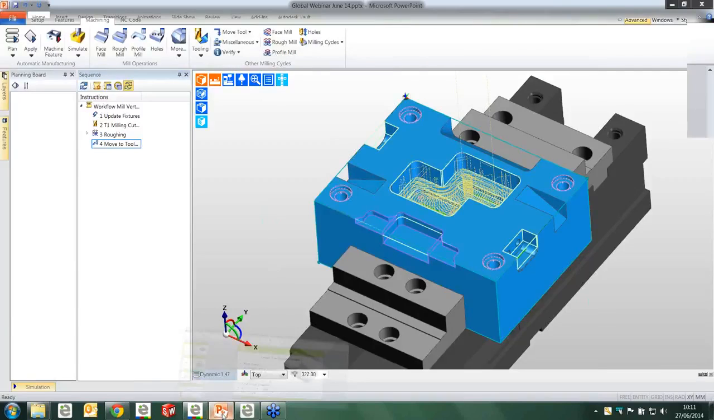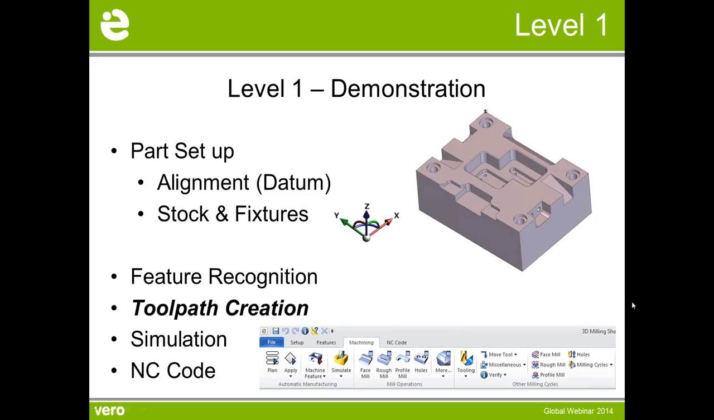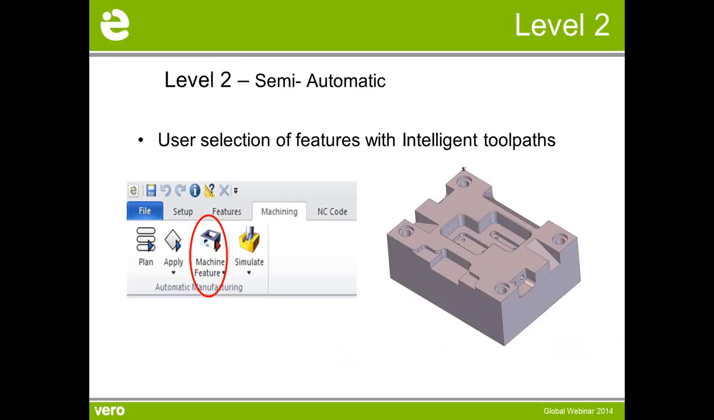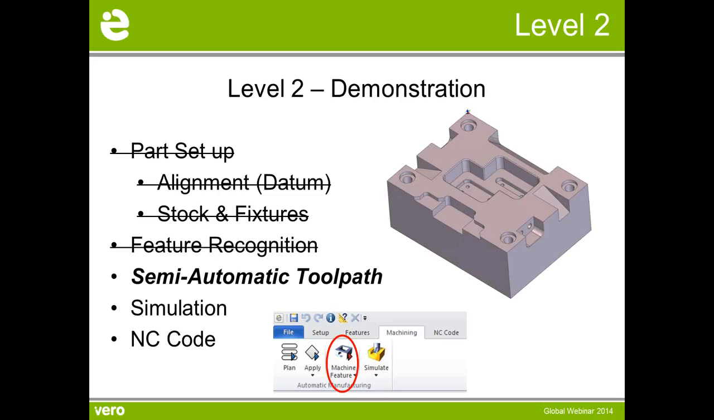Okay, so we're going to go back across to the presentation, and as I say, that was the level 1, using full control of all the commands and features within Edgecam. And what I'd now like to do is have a look at how we can speed up that process. So this is what we call the level 2 semi-automatic. This is where we have user interaction, picking the geometry that we wish to machine, and applying Edgecam's standard intelligent toolpaths that we supply with the standard installation. So as we've seen already, we've looked at part setup and position of the datum. We now wish to home in and focus on the application of the toolpath.